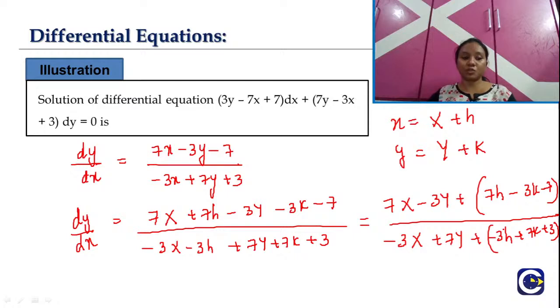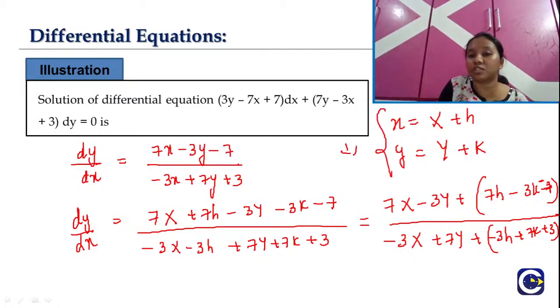So after the substitution in place of x and y, the resultant term here will be 7x minus 3y plus 7h minus 3k minus 7, and in the denominator minus 3x plus 7y plus minus 3h plus 7k plus 3. So this is our first step, and the second step here is to find the values of h and k.